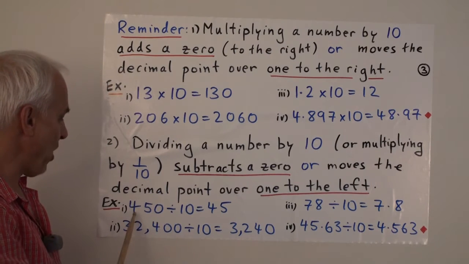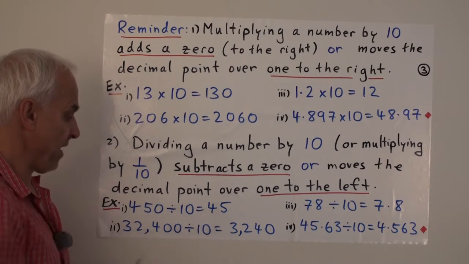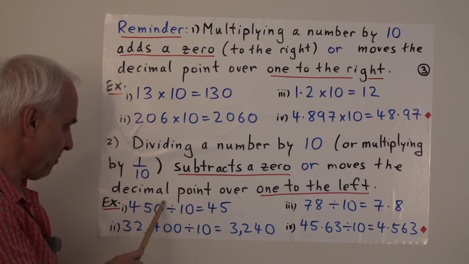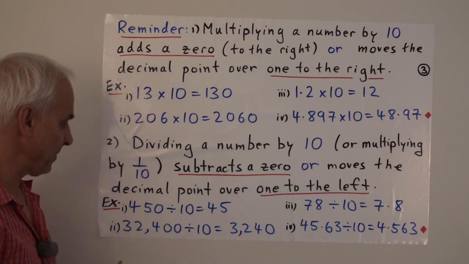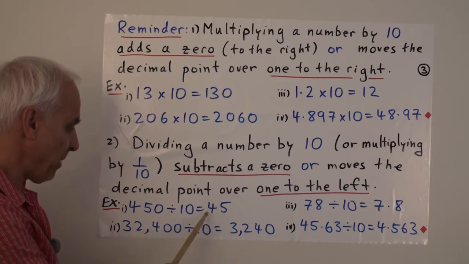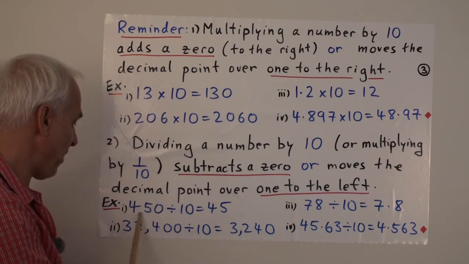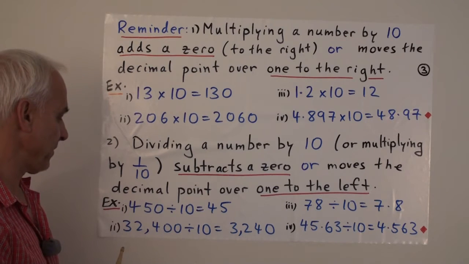So for example, 450 divided by 10 is 45. We just remove that 0, the 0 on the right-hand side. That's what dividing by 10 does. Multiplying by 10 takes 45 to 450. Dividing by 10 takes 450 to 45.